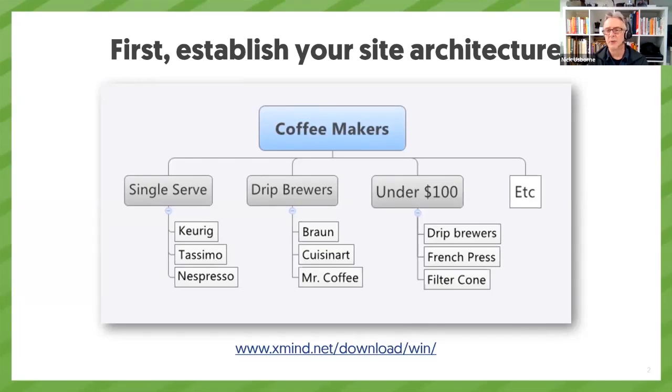I'm going to do the same for drip brews. I'm going to do the same for under 100. So in terms of that first level, those major categories like single serve drip brewers, I think I've got with my new website maybe 6 major categories. On the navigation, there's always a couple of other things.